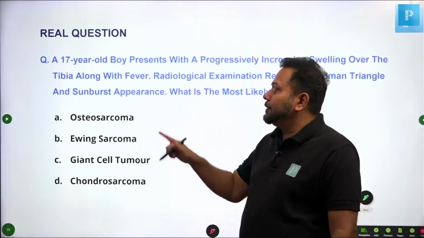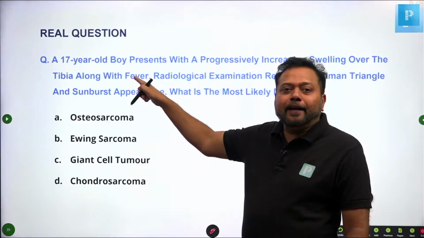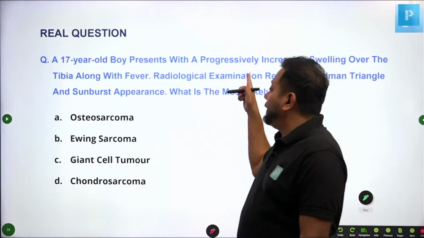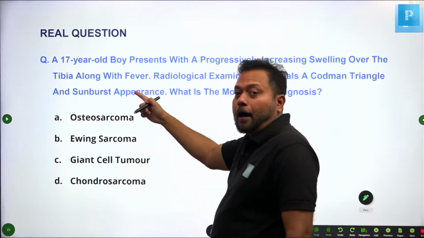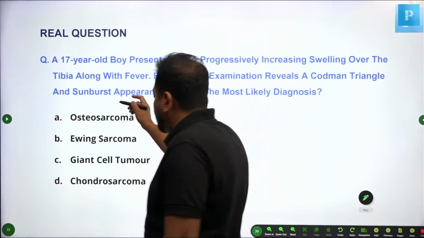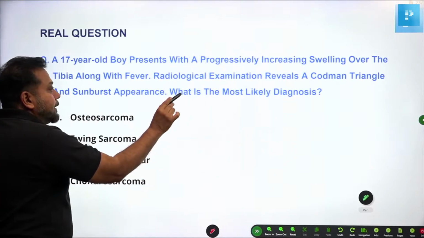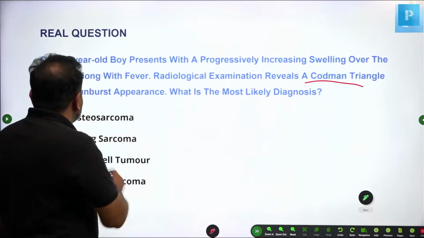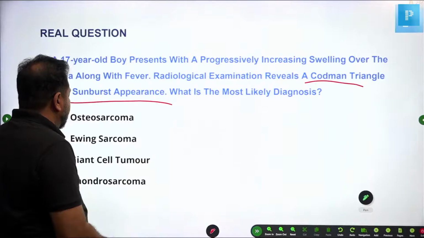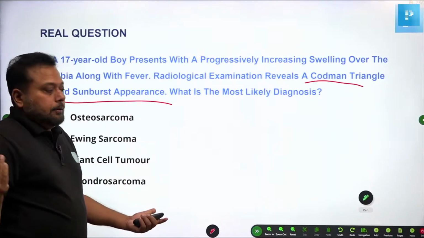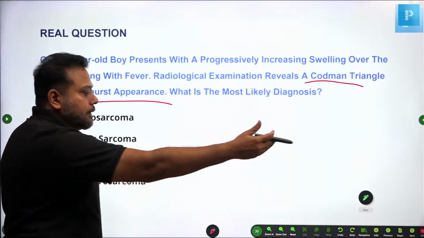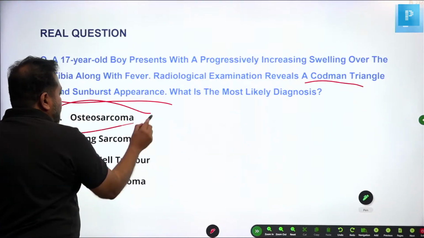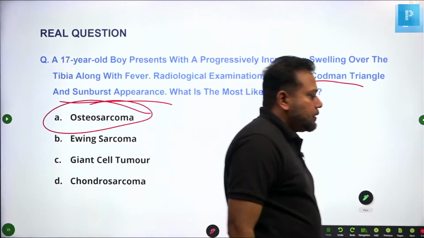Now the real question of INI-CET. A 17-year-old boy presents with a progressively increasing swelling over the tibia, along with fever. Radiological examination reveals a Codman's triangle and sunburst appearance. What's the most likely diagnosis? There is no second thought. Yes, marvelous, all right answers are coming. It should be a case of osteogenic sarcoma.